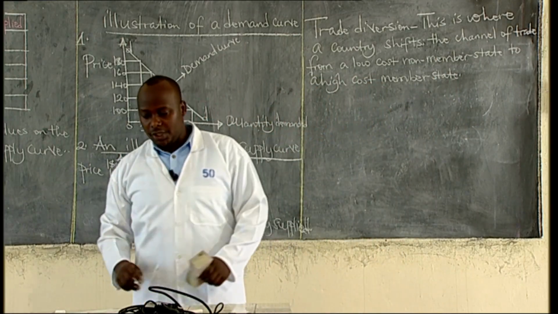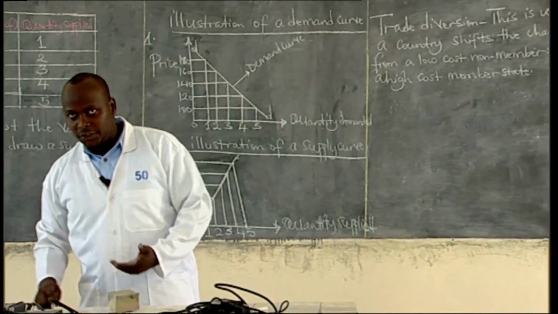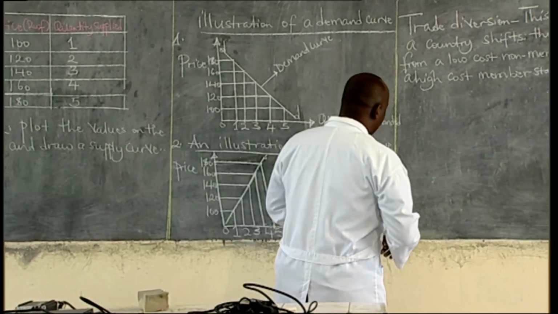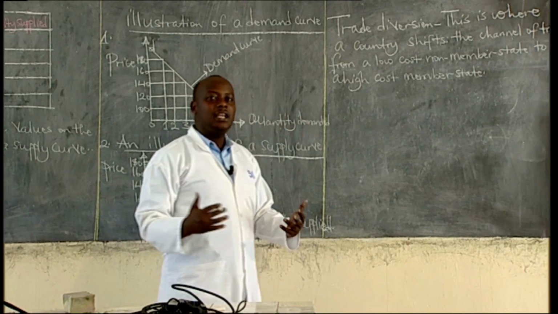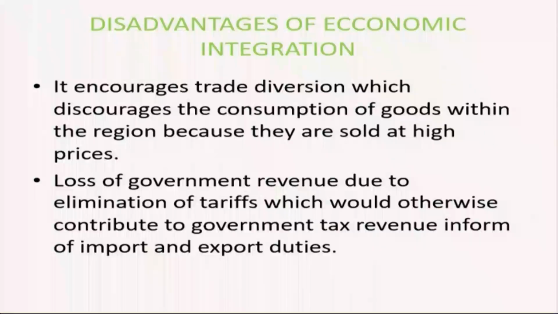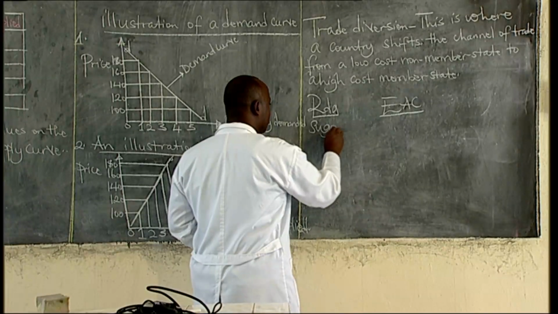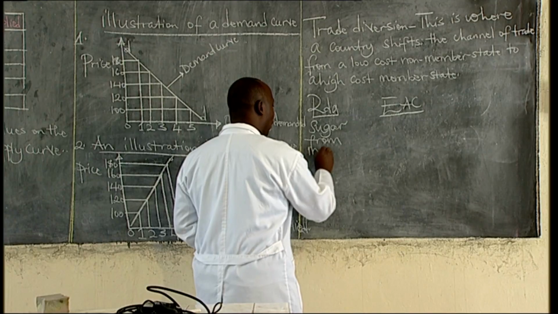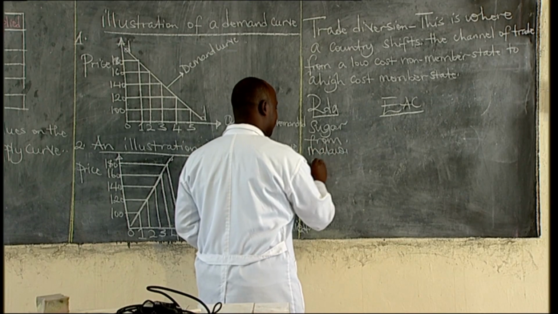Now, economic integration leads to trade diversion. How does it lead to trade diversion? Take an example. Assuming that Rwanda, before joining the East African Community, used to buy sugar from Malawi at a lower price.